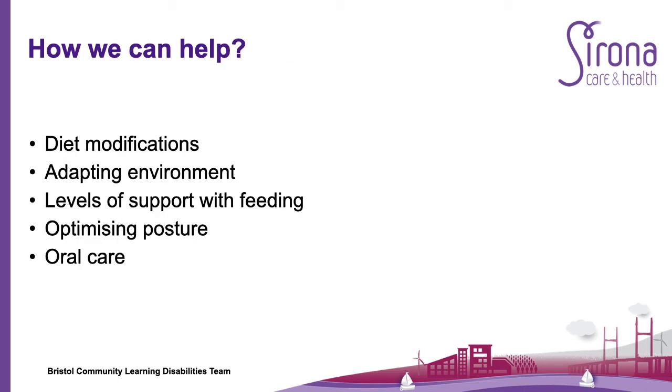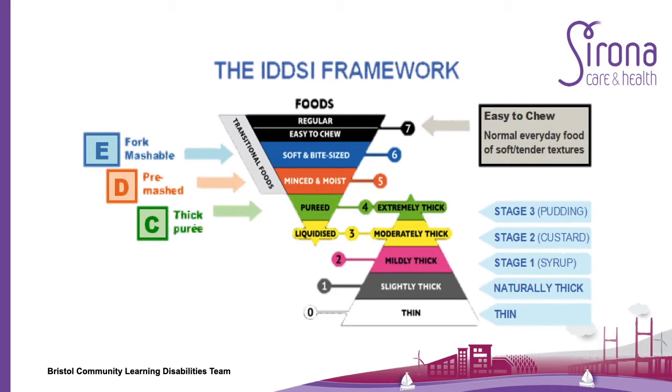In the next section of this resource, we will be discussing some of the strategies that we can employ to help people with difficulties with eating and drinking. This will be split into the following categories: diet modification, adapting the environment, levels of supported feeding, optimizing posture, and oral care.